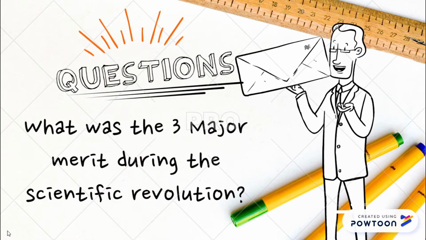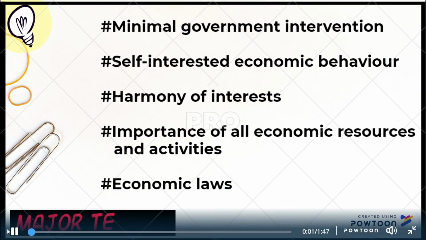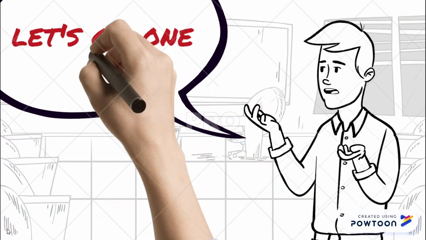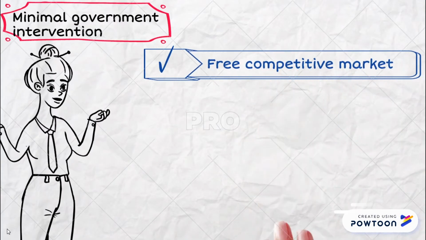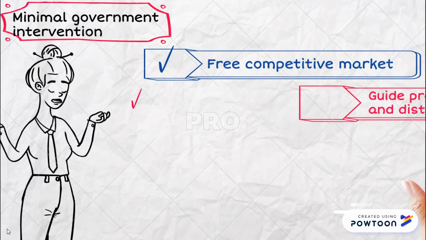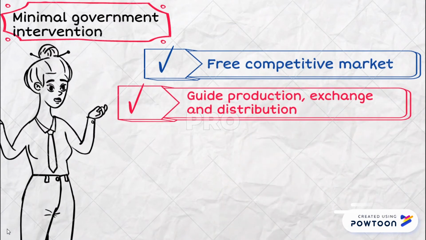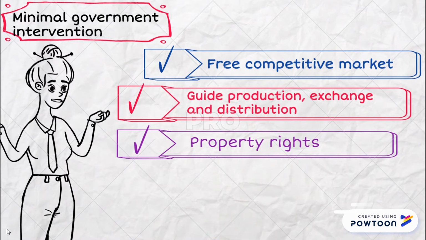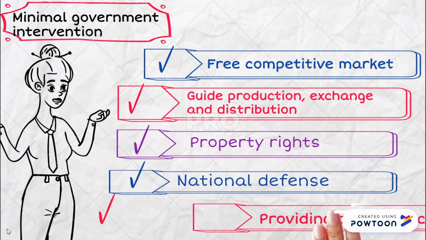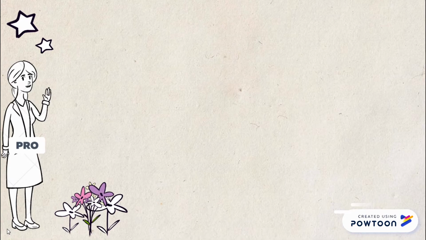Question: what were the three major merits during the scientific revolution? These are the major tenets. Let's go one by one. Firstly, minimal government intervention. The forces of the free competitive market would guide production, exchange, and distribution. Government activity should be confined to enforcing property rights, providing for the national defense, and providing public education.